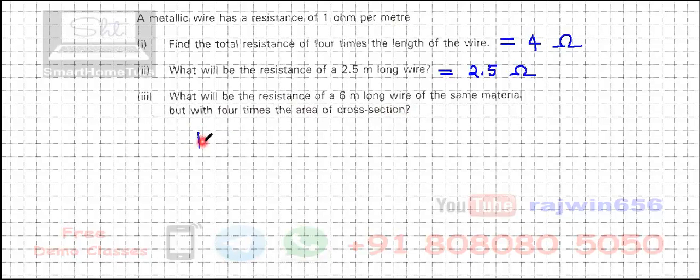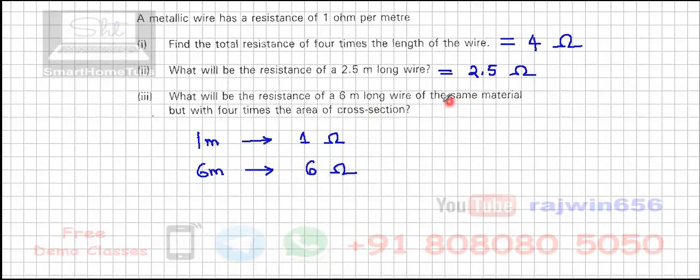Now see, 1 meter length is having resistance of 1 ohm. So 6 meters length, this resistance obviously will be 6 times because it is directly proportional to the length of the wire. So this is going to be 6 ohms.